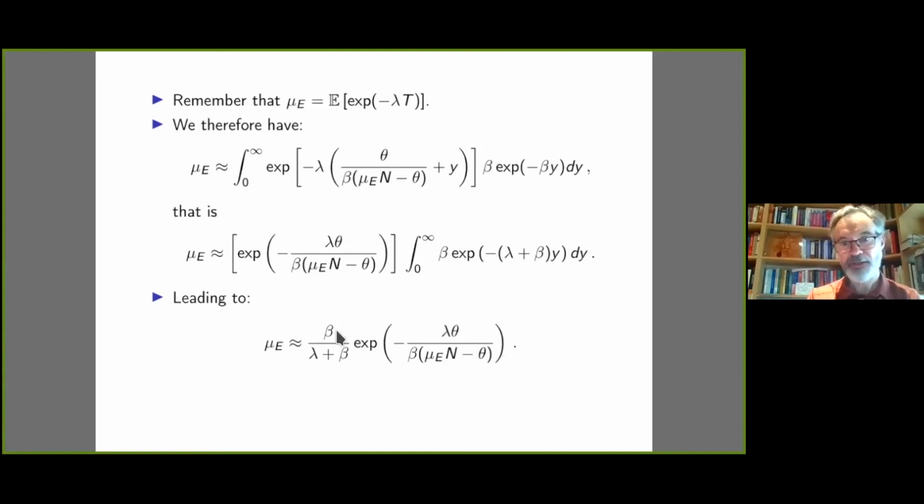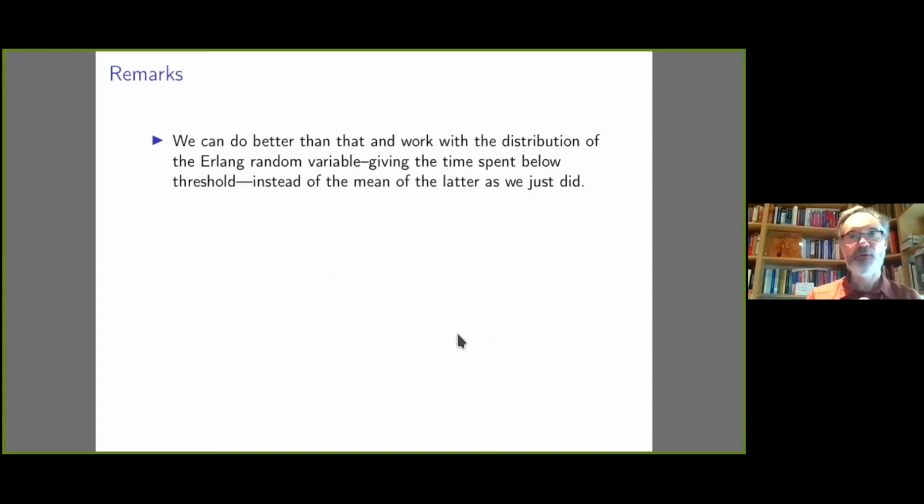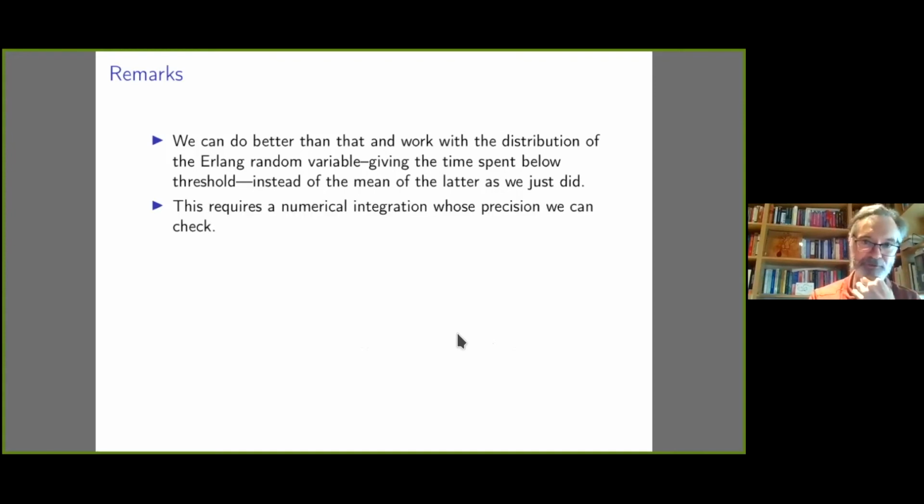You see that if you divide everything by beta, all that matters is the ratio lambda over beta. And if you fix theta as a fraction of n, then n doesn't matter because it will go away from here and here. So that's an implicit equation that we must solve for mu e. We can do better than that, taking the full Erlang random variable instead of the mean. We need to do some numerical integration, which can be done.